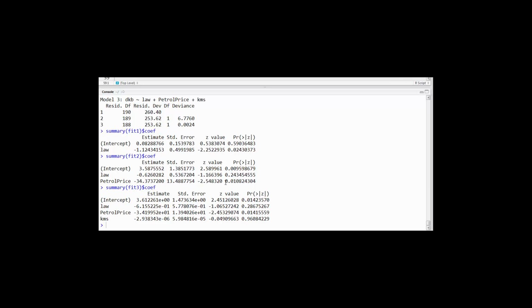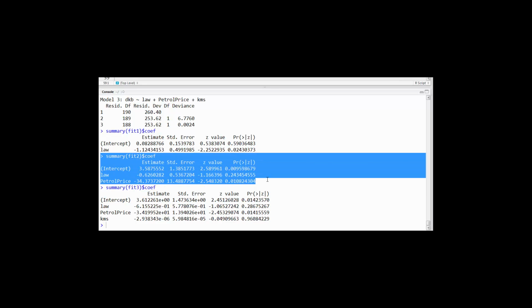And notice that petrol price is quite significant. It is interesting to note that the law variable goes from significant to not significant. The p-value gets increased by a factor of 10. When we include kilometers, we include a variable that now is not significant at all and doesn't change the law variable that much. So if I were doing this as a model selection and I was primarily interested in the law coefficient, I would likely go with this second model right here.